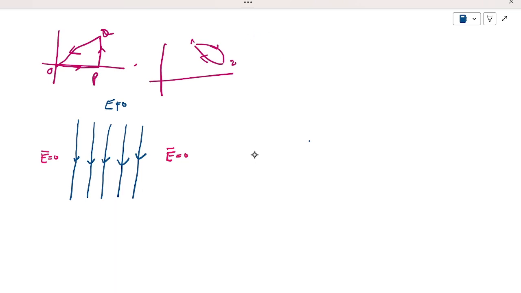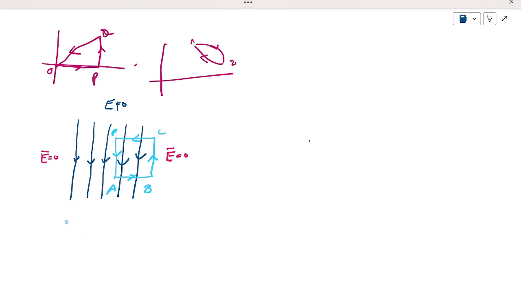Now consider one closed loop, which is like this. ABCD is a closed loop. The work done in moving a charge from A to B, B to C, C to D, and D to A: is it 0 or not, we will check.